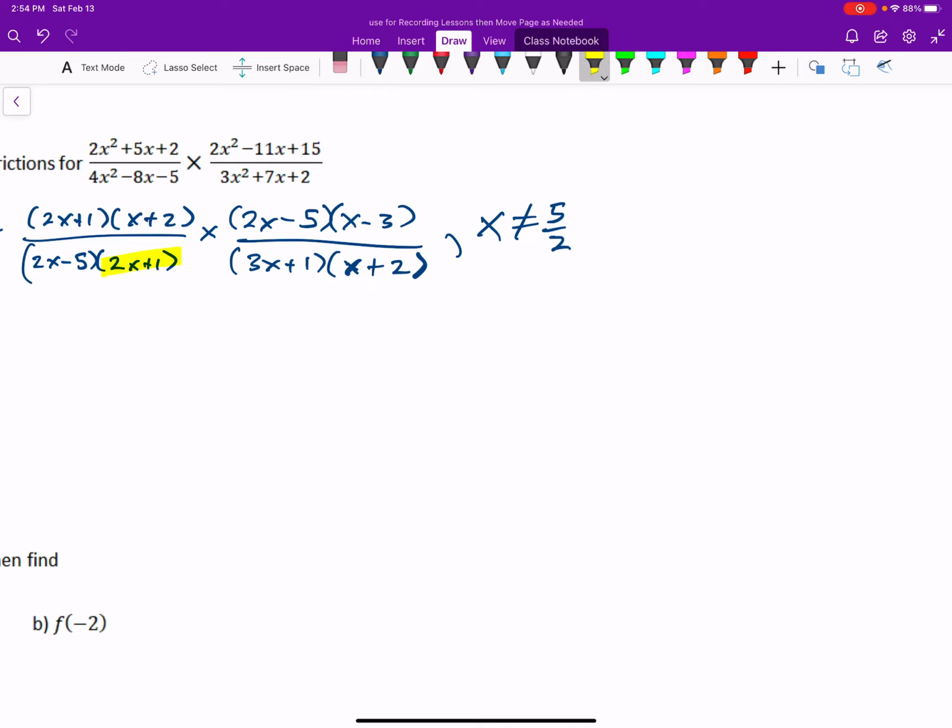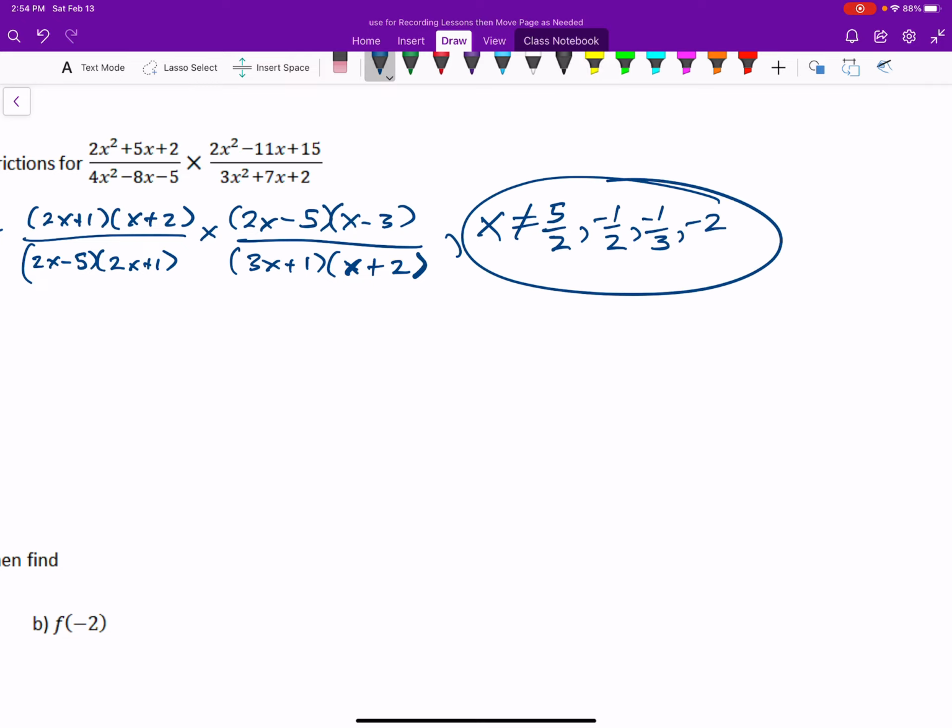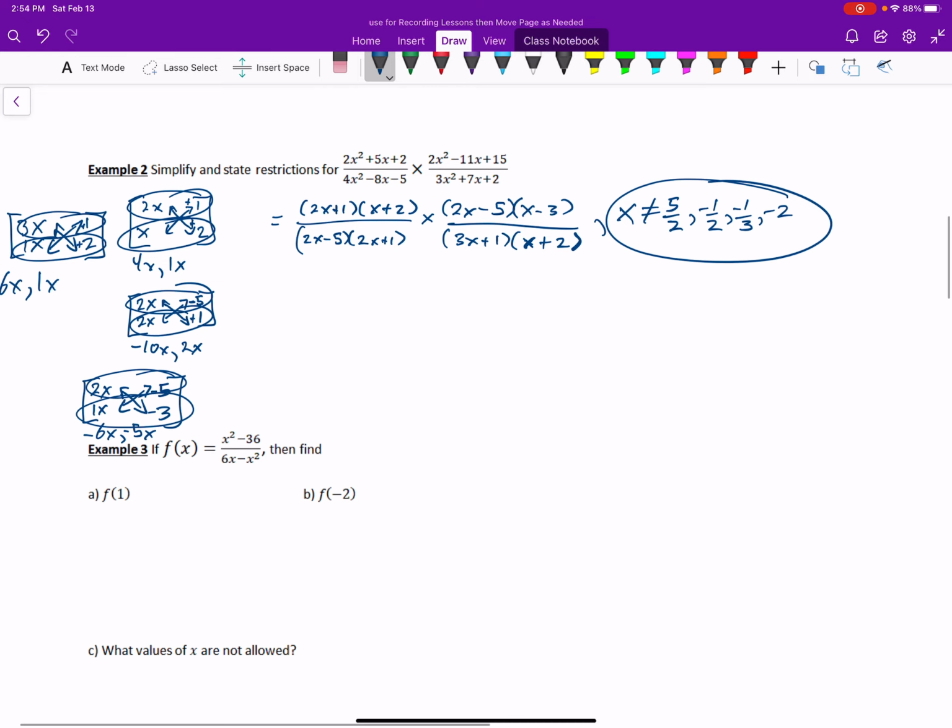2x plus 1, if I set that equal to 0, I'm going to end up with negative a half. 3x plus 1, if I set that equal to 0, I'm going to end up with negative a third. And x plus 2, if I set that equal to 0, then of course, x equals negative 2 also will be a restriction. So there's my 4 restrictions for this one.